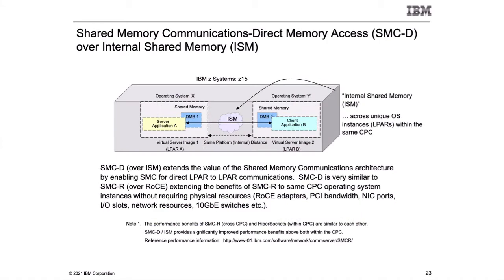Shared memory communications was extended to also support memory-to-memory communication between peers on different LPARs on the same IBM Z server. Shared Memory Communications Direct Memory Access, or SMC-D, uses internal shared memory for communication between two SMC-capable peers that are located on the same CPC. So, network communication can occur without the need for network interfaces, I/O slots, or other network resources like switches or routers.